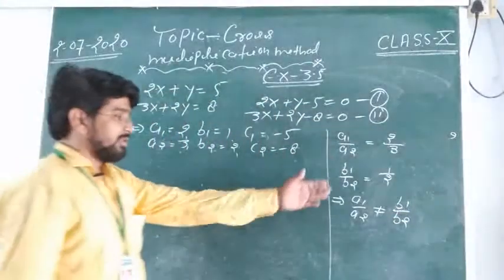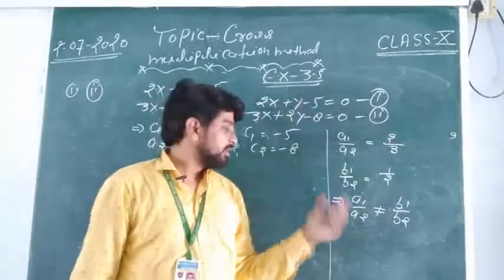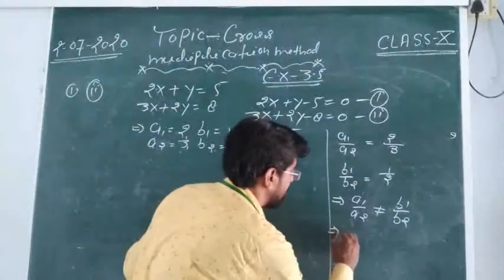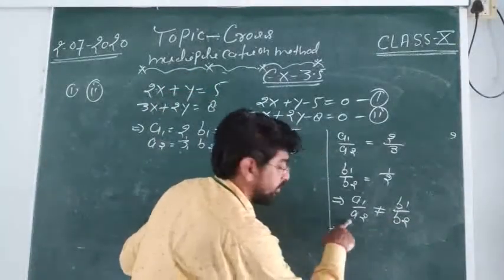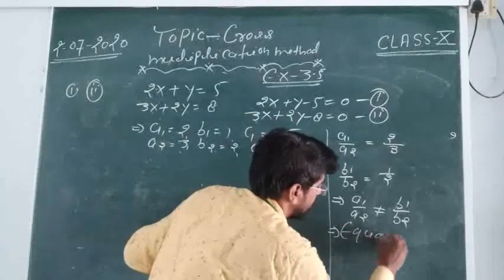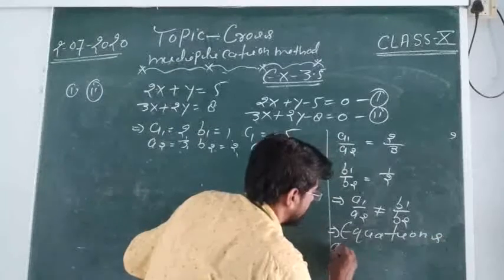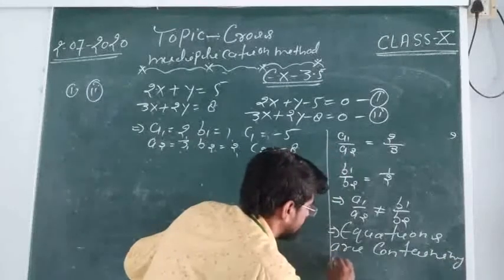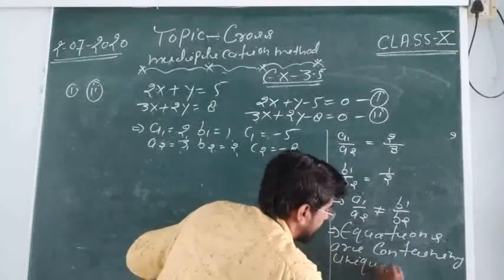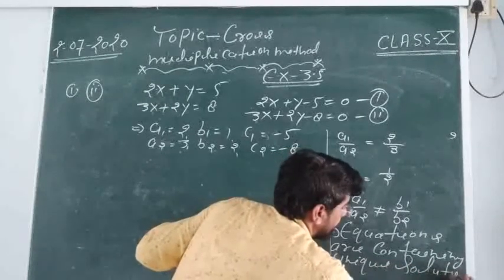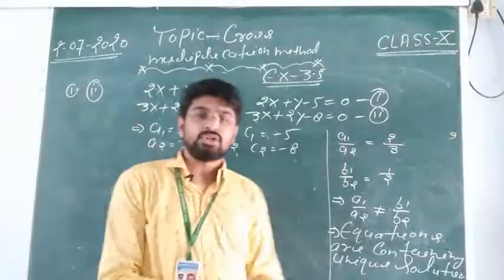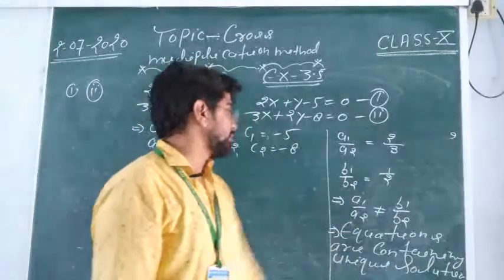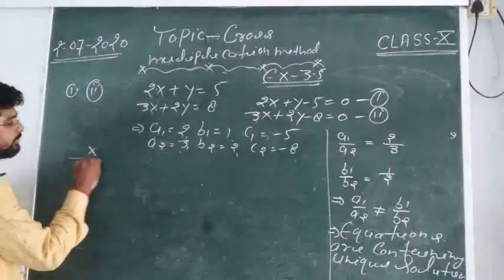So now you can see your question is containing the condition a1 upon a2 is not equal to b1 upon b2. This implies the equations are containing a unique solution. Now we can find the values of x and y with the help of the cross multiplication method. Now I am writing the formula of the cross multiplication method.